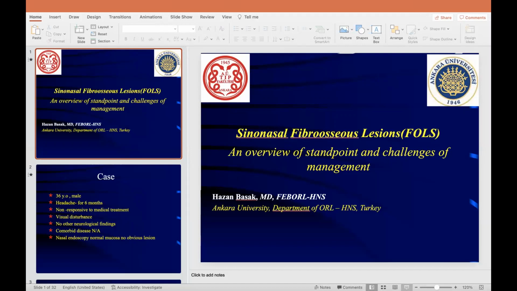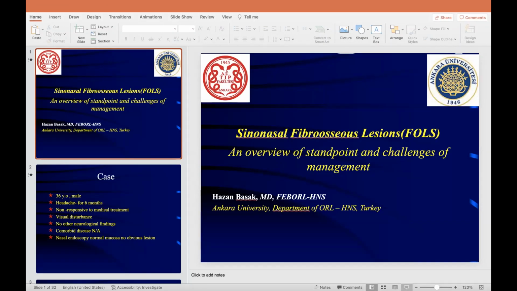So I will start with a case presentation. This case is a 36-year-old male. He only had headache for 6 months, used many medications for that, but it is non-responsive to the medical treatment. Had some visual disturbance, but it is not a visual loss or visual field loss. It's just like he feels a little bit different than usual. No other neurological findings, all cranial nerves were intact. Comorbid disease, there is none.